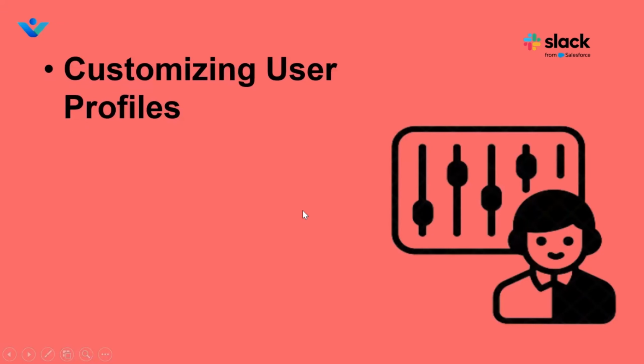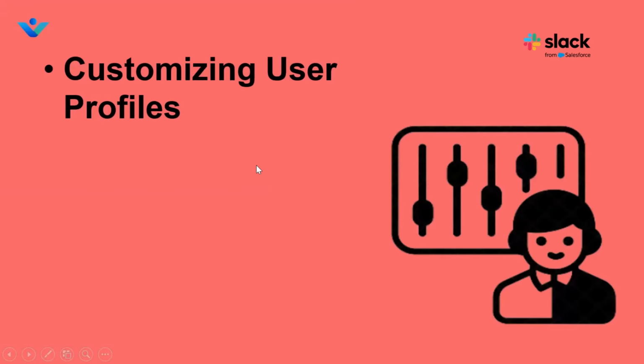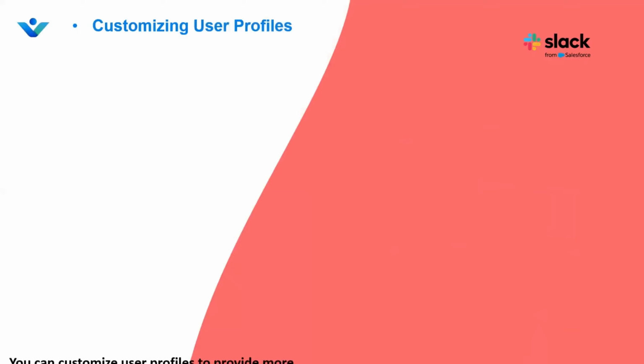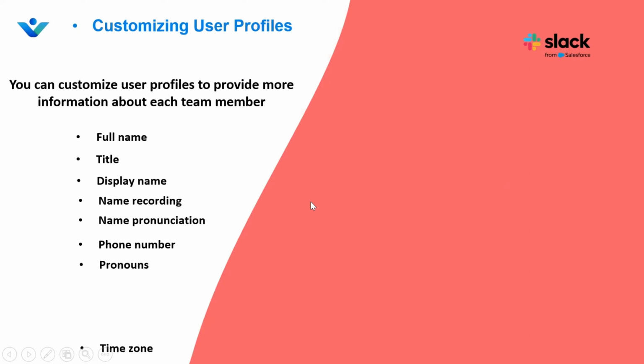So next we have customizing user profile. Customizing user profile in Slack allows you to personalize your presence on the platform. So here we can edit your username, full name, your title, your display name, your name recording, your pronunciation, phone number, pronouns, and time zones.